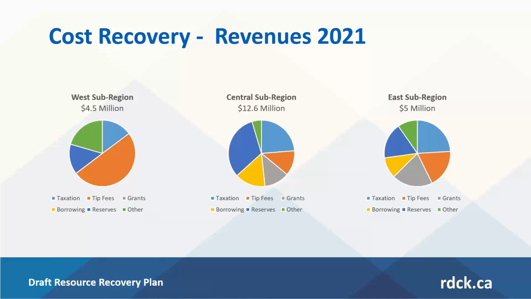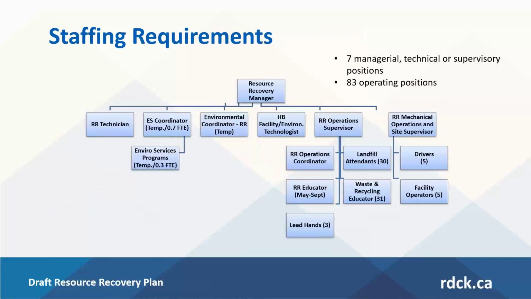Those costs are recovered through a different formula for each of the subregions. In the West subregion, which has to recover $4.5 million of costs in 2021, it is through taxation, tipping fees, and reserves and other. For the Central subregion, with a bigger capital, there is taxation, tipping fees, but also grants for the compost facilities, borrowing, and reserves that have been built up to pay for capital projects. Similarly, in the East subregion.